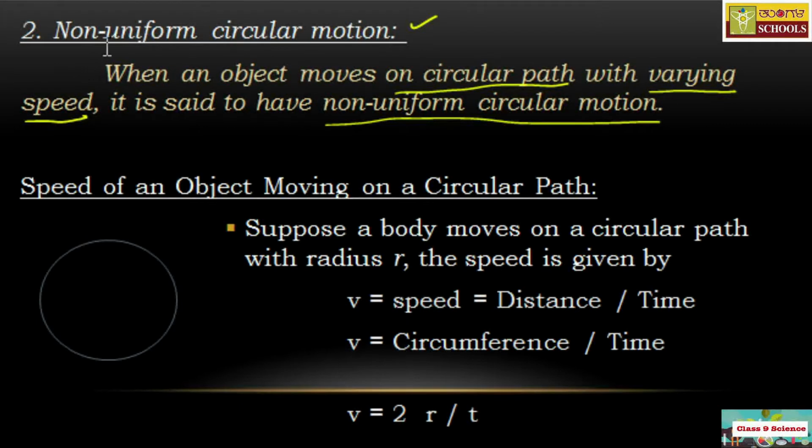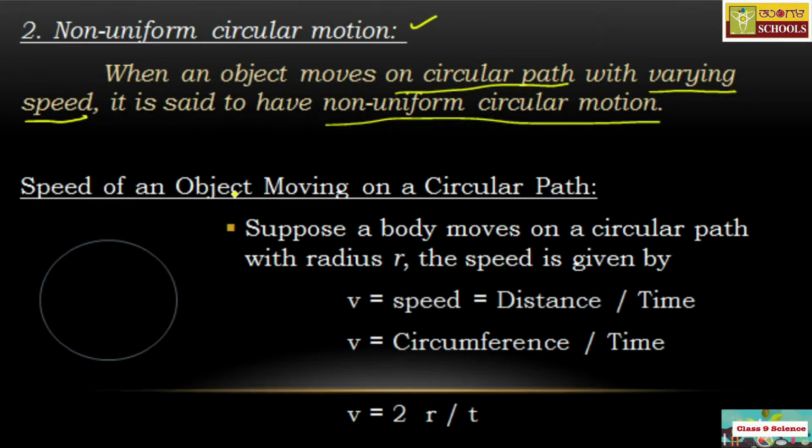Now, in these definitions, we got the words uniform speed and non-uniform speed. So for that, we need to calculate. How do you calculate whether the speed is uniform or not? So here is the demonstration for you.